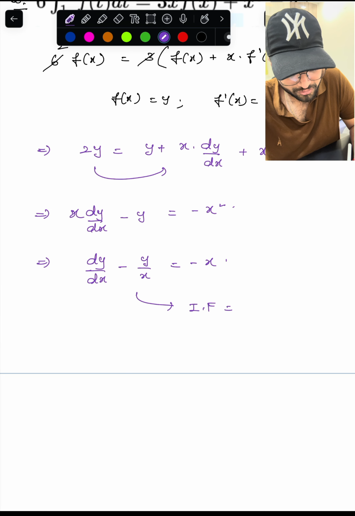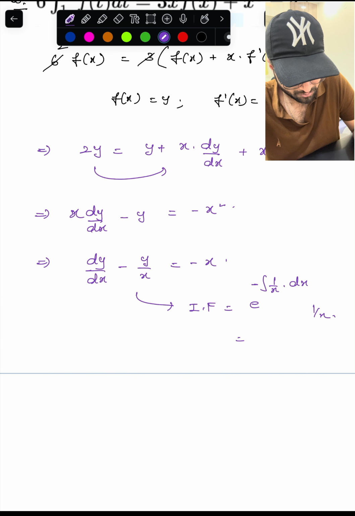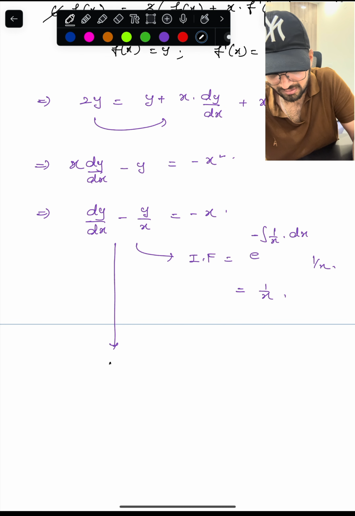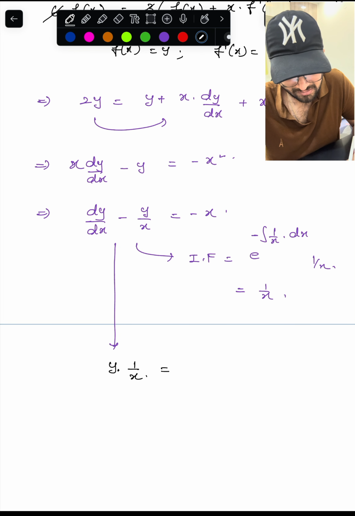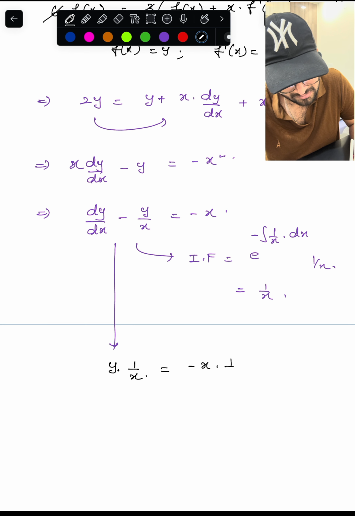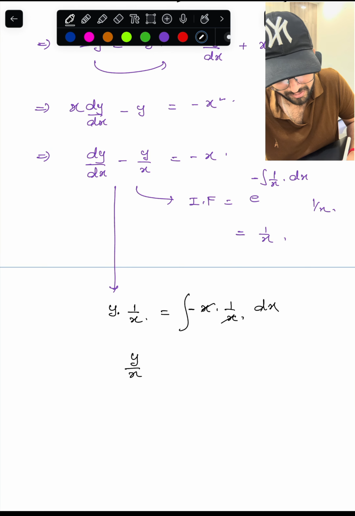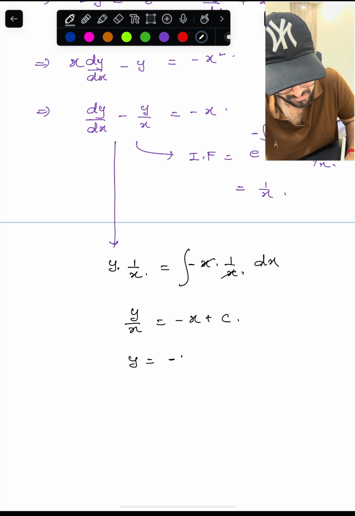So now all we need to do is calculate the integrating factor, which is e power integral of minus 1 by x dx. If you remember, you can directly write it as 1 by x, because in the previous question also we have done. So the integrating factor is 1 by x. Now directly jump to the final step, which is y into integrating factor 1 by x equals integral of minus x into 1 by x dx. So you will be getting y by x equals minus x plus c. So y equals minus x square plus cx.